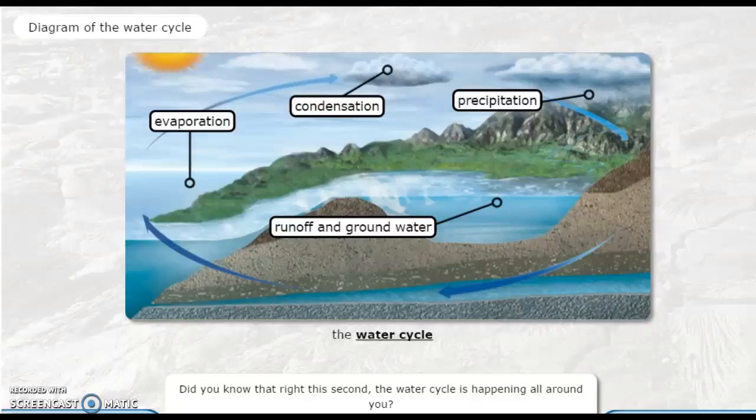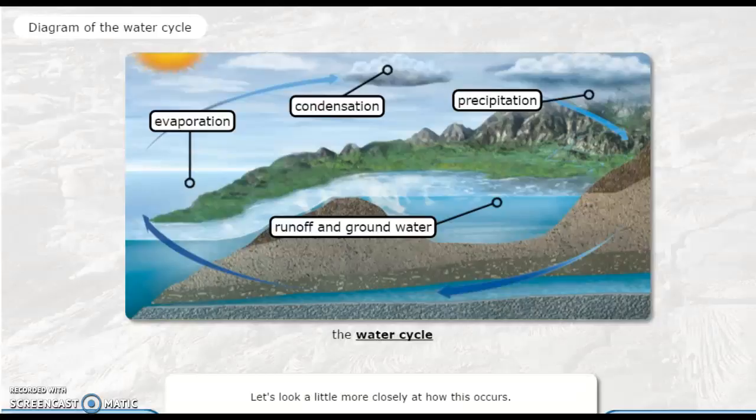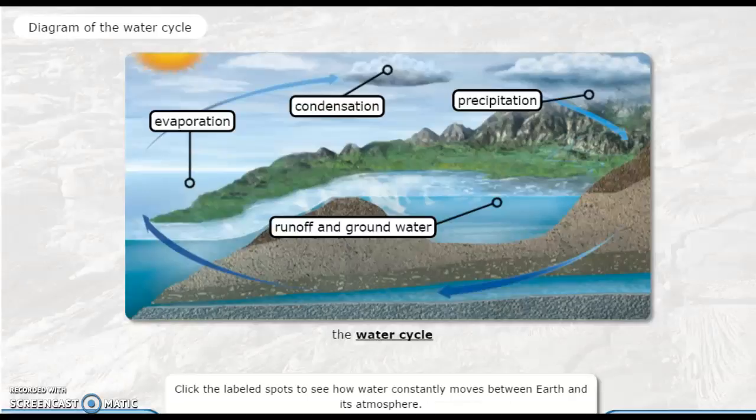Did you know that right this second, the water cycle is happening all around you? It doesn't happen only in certain hot and wet areas, but all over the planet, everywhere, and all the time. Let's look a little more closely at how this occurs. Click the labeled spots to see how water constantly moves between Earth and its atmosphere.